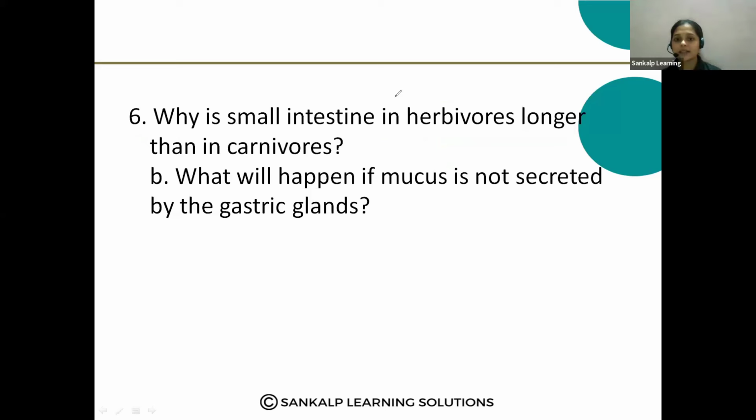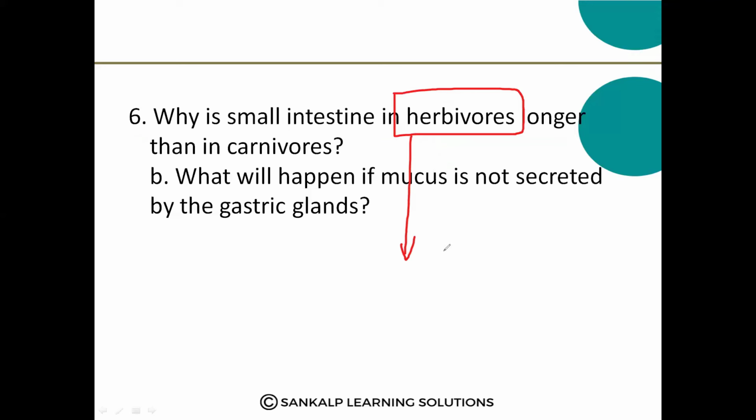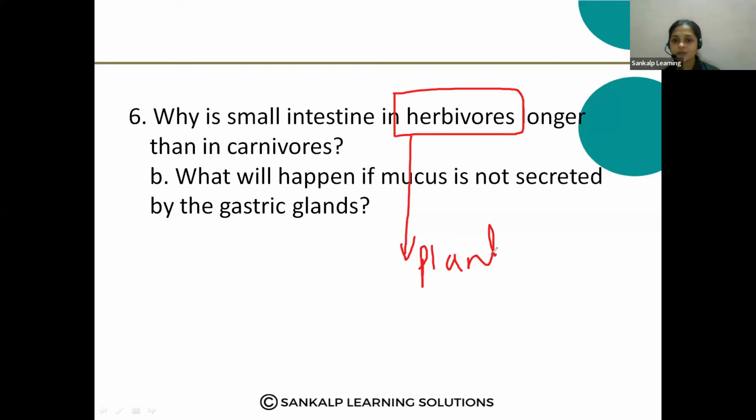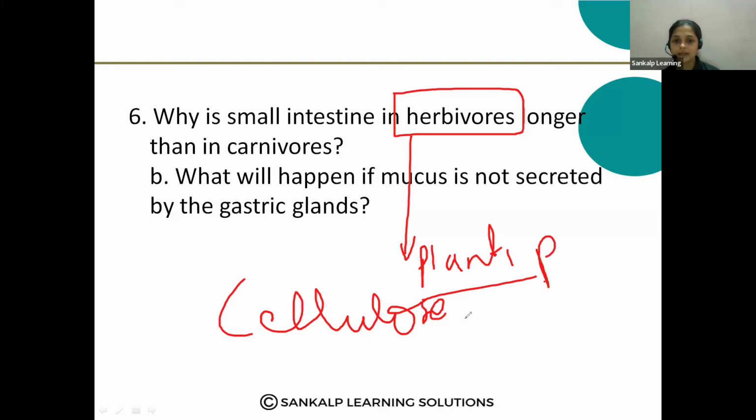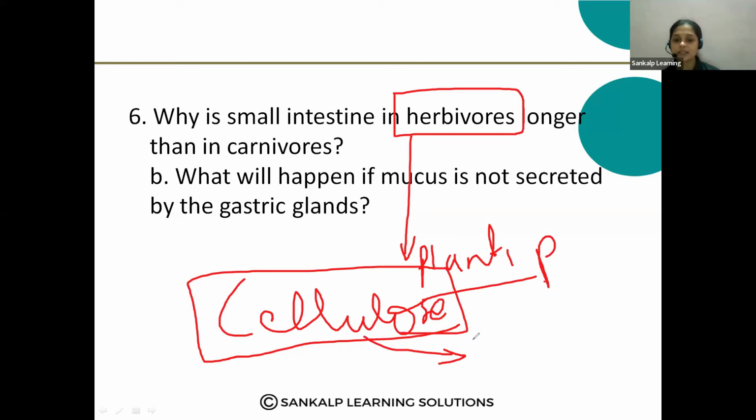Here, small intestine in herbivores, very important question. What do herbivores eat? Herbivores depend on plants and plant products, right? So they eat plants and plant products. These plants contain cellulose, right? Herbivores depend on plants for their food, and they contain cellulose. And for this cellulose digestion, they have a longer small intestine, because this cellulose digestion is a little bit difficult.